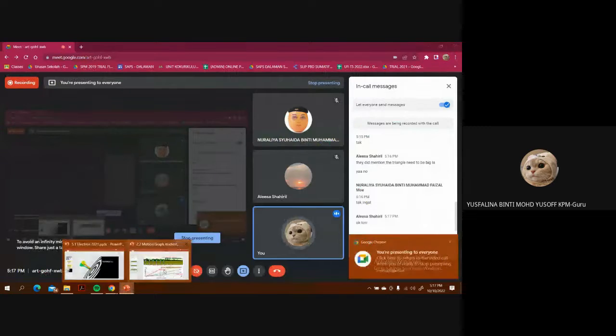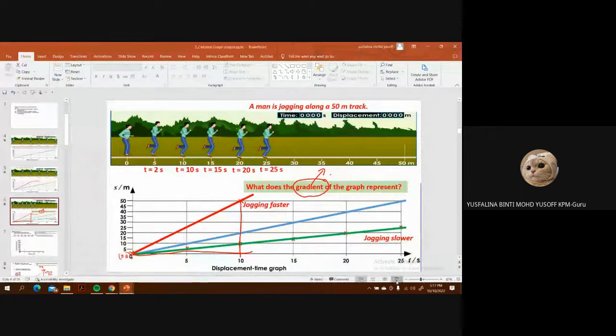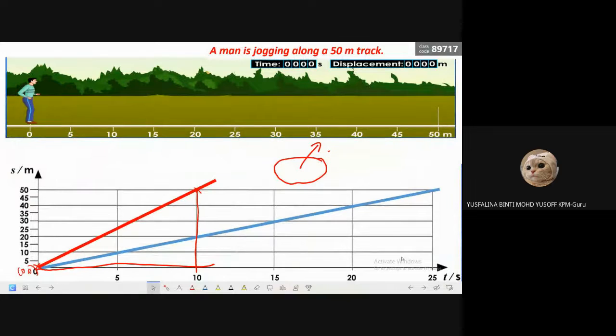Sayang kalau tak tahu kan sebab dia 15 marks, right? Even 15 marks also actually is quite many.